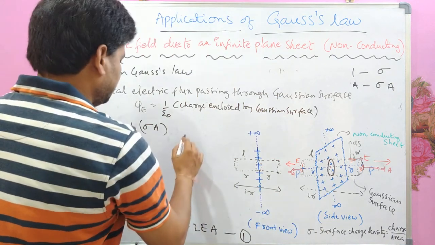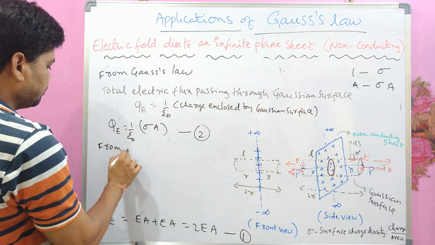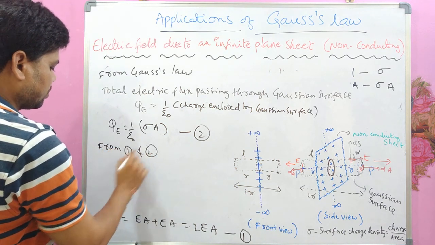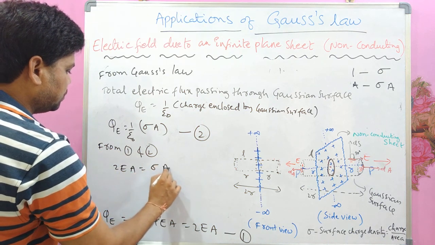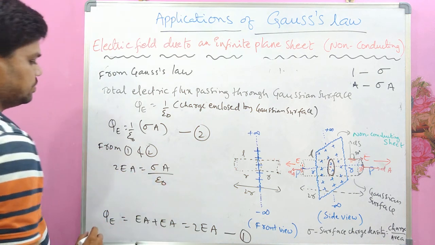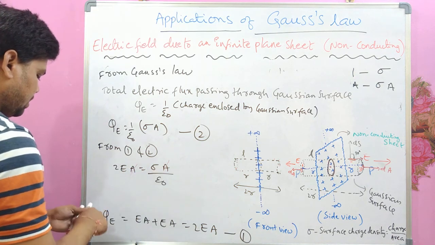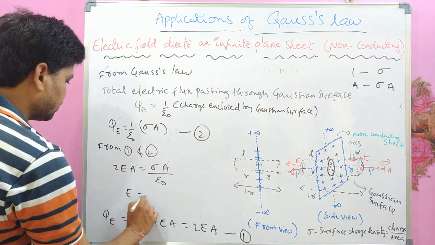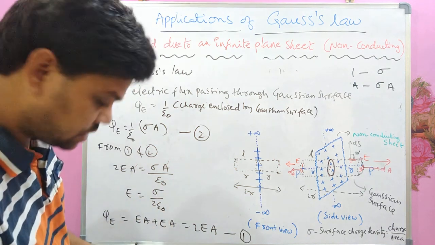So this is equation number 2. And from 1 and 2, 2EA is equal to sigma A by epsilon naught. A cancels on both sides, and E will be sigma by 2 epsilon naught. So this is our answer.